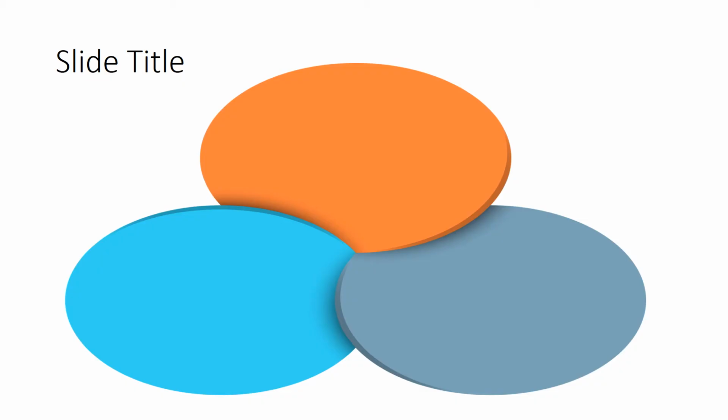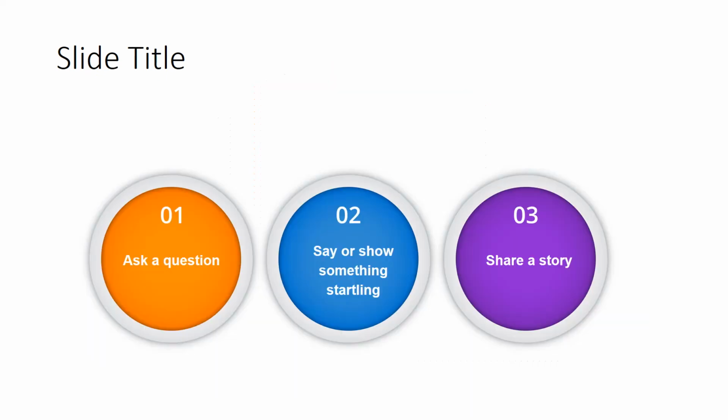3 main concepts can be represented in this layout. A title added in the white space provides an overall understanding of the image. As in the previous slide, 3 main concepts can be represented in this layout. A title added in the white space provides an overall understanding of the image.